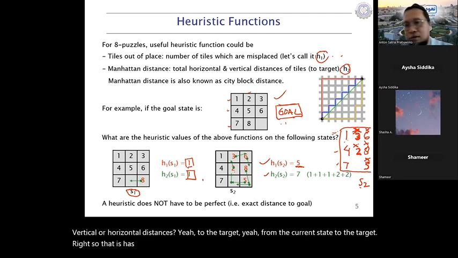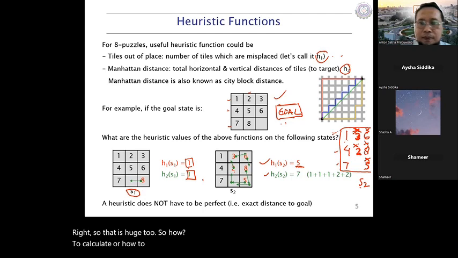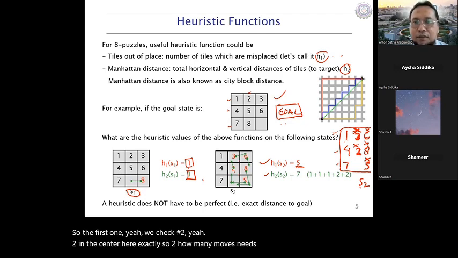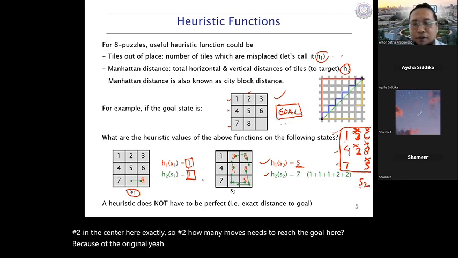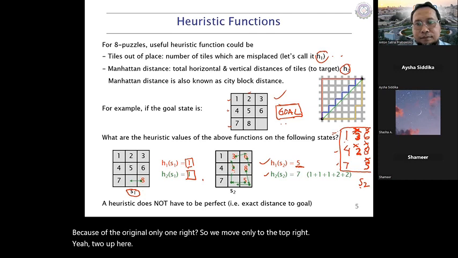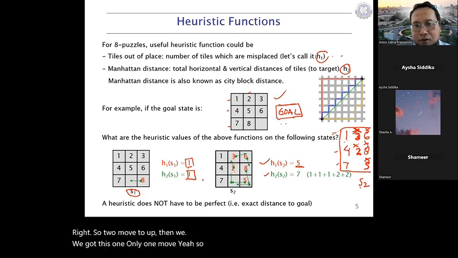So how to calculate or count here? First, we check number 2 in the center here. Number 2, how many moves does it need to reach the goal? Only 1, right? We move only up. Then we reach the goal. So for 2, one move.